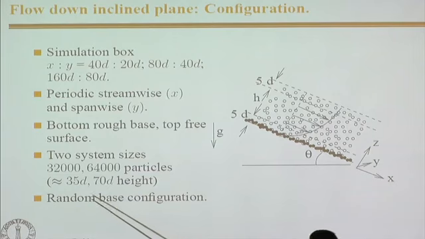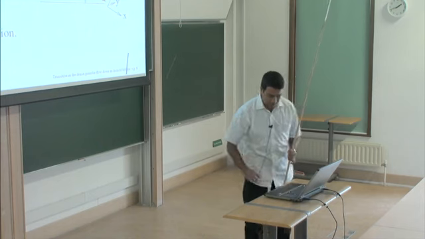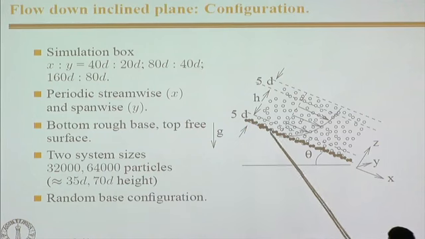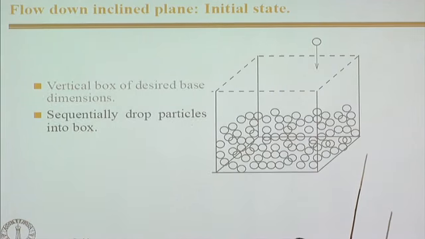And I'll show results only for 32,000 and 64,000 particles. So these are fairly tall piles, 35 and 70 particle diameters, but we've gone to 2 and 4 times that. Those are fairly intensive computations, but the results don't differ very much. The important thing here is that we have a random base configuration in which we change the base roughness as follows. The initial state in all these simulations is that we take a vertical box and then drop particles down at random locations up to the desired height.